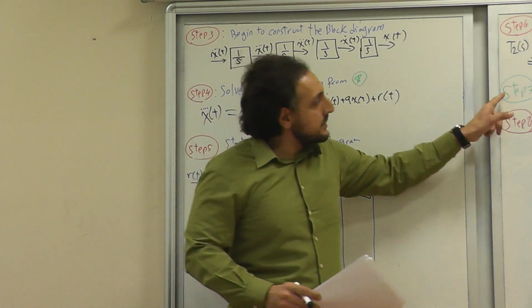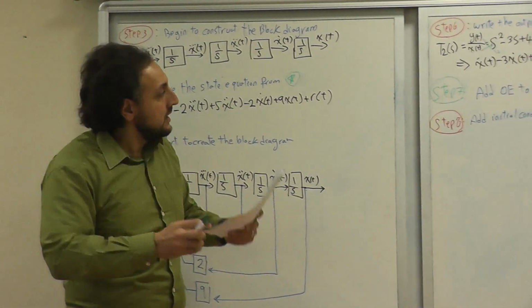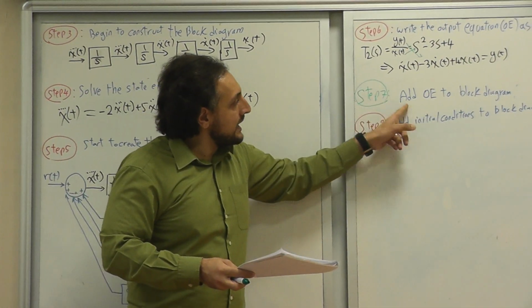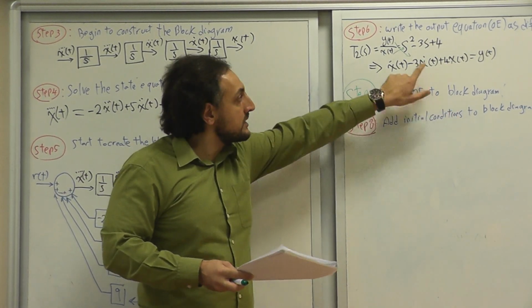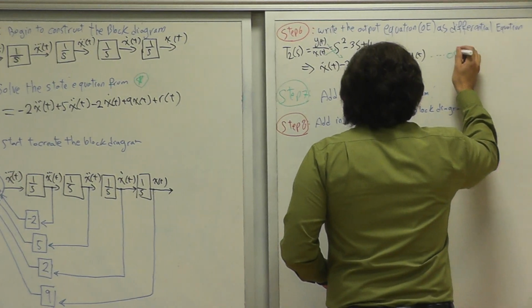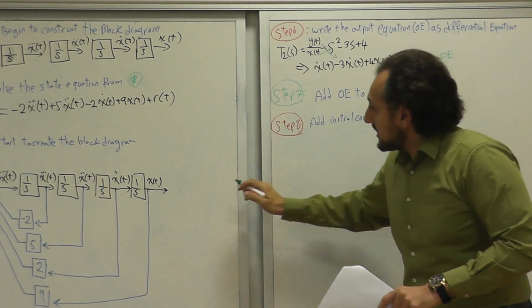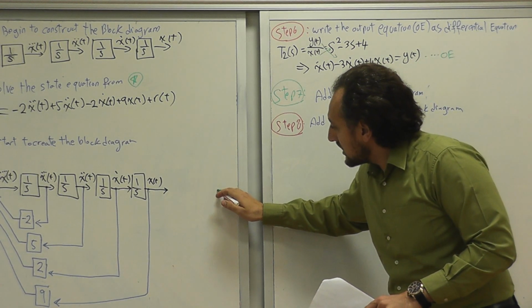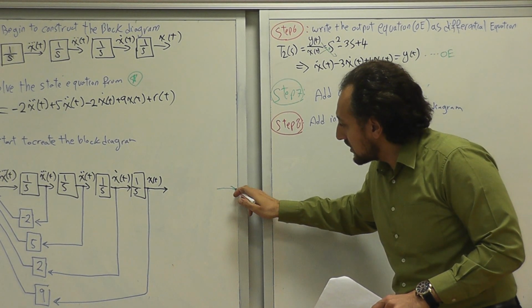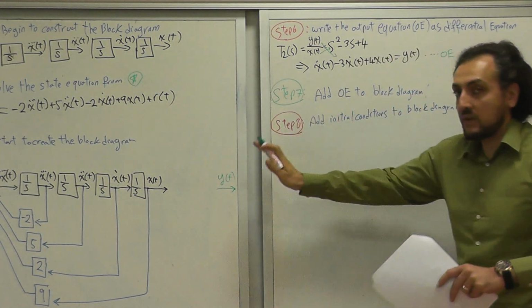So this is the next step. Step number 7. I make it green because I will draw everything in green color. Step number 7, add OE to block diagram. This is OE. Okay? Let's add it here. What is output here? This is output. I will draw everything in green.